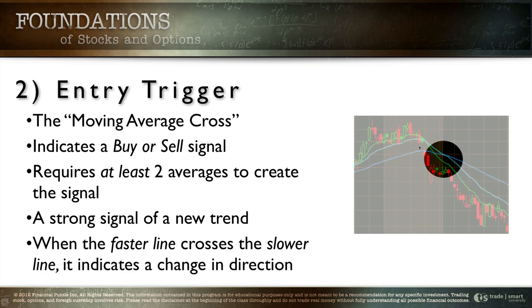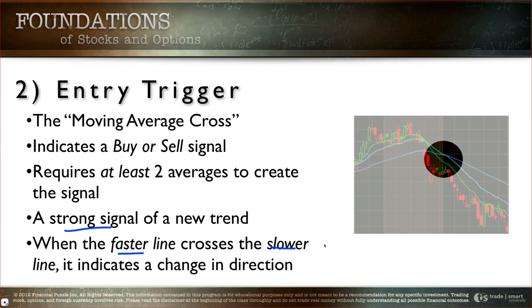The moving average cross indicates a buy or a sell signal. If we're crossing downward, it's a sell signal. If we're crossing upward, it's a bullish buying signal. It's going to require at least two averages to create the signal, and it's a very strong signal of a new trend, especially when you have a good angle that goes with it. And the basic principle here is when the faster line crosses the slower line, it indicates a change in direction.